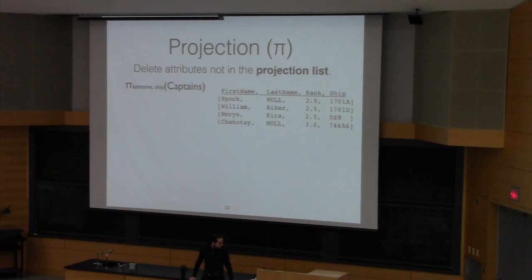Okay, so simple example. I have a projection here that is applied to the captain's relation. What would I expect to get out of this? Last name and ship. So I basically get the last name and the ship of all of the captains. Sorry, there is an input row. Oh, no, that's it.